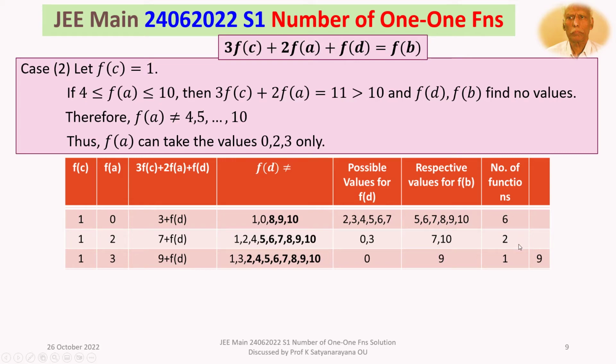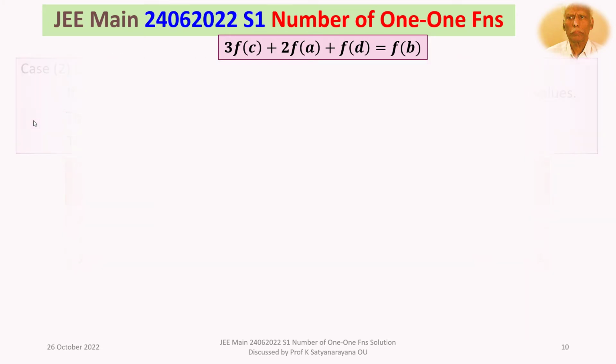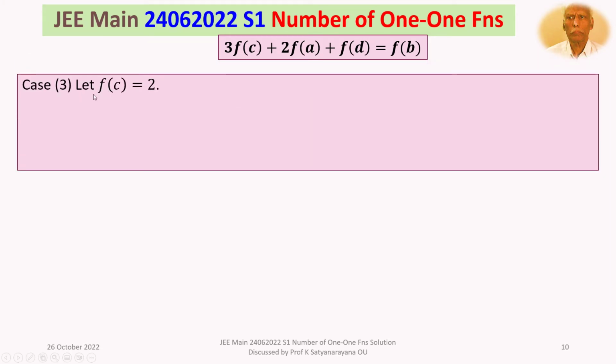The total number of functions will be 6 plus 2 plus 1, that is 9 one-to-one functions you will get in case 2. We go to case 3. In case 3, let f(c) equal 2.